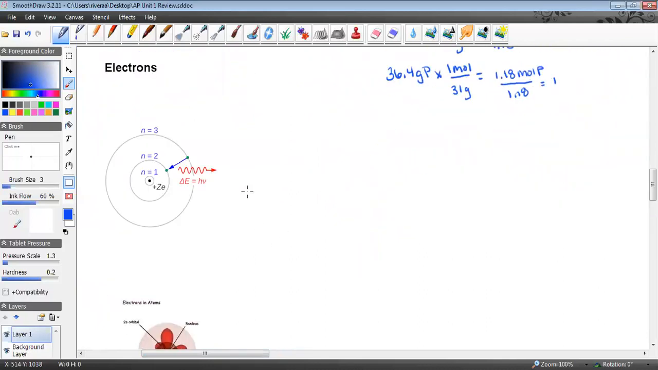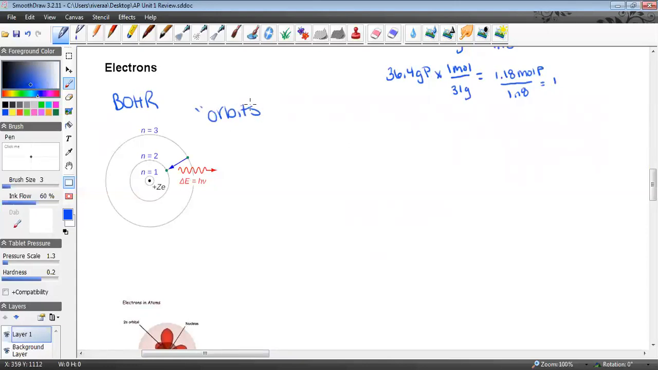Electrons. We take this structure of the atom that we talked about, the protons, neutrons, and the electrons, and we move on to 2 different models of the atom looking at where these electrons are. First model is the Bohr model. And the Bohr model says that electrons are in set circular orbits.